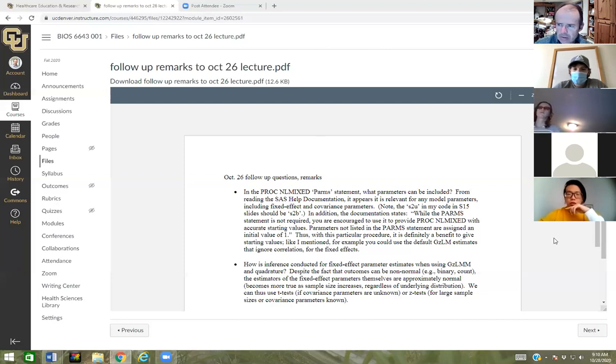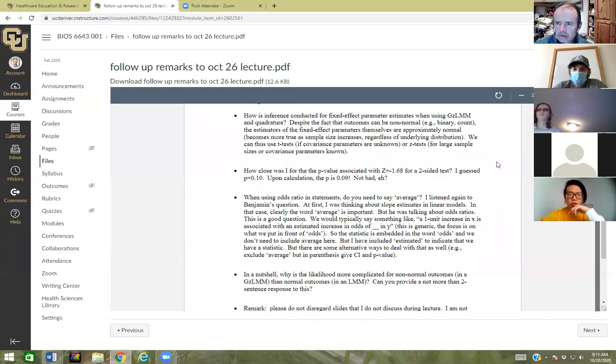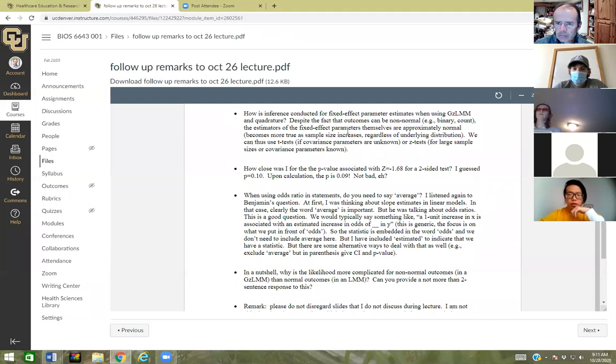The second one was a good question. I think Jonathan asked this one about inference for fixed effects. Despite the fact that the outcomes are non-normal, so we have binary outcomes, count outcomes, things like that, the distribution for the fixed effects estimators are approximately normal. So the beta hats is what we're talking about. Those are approximately normal, and the more data you have, the better that approximation is going to be, right? Because of what theorem tells us that's going to be the case.